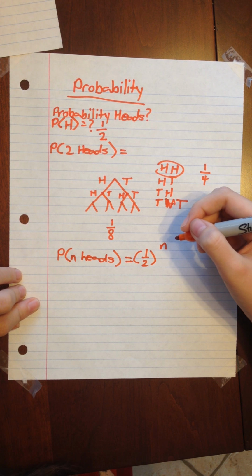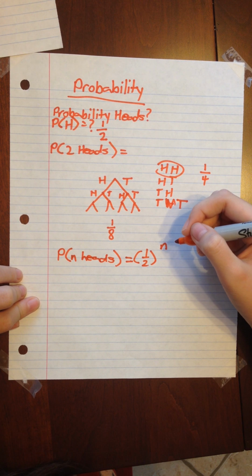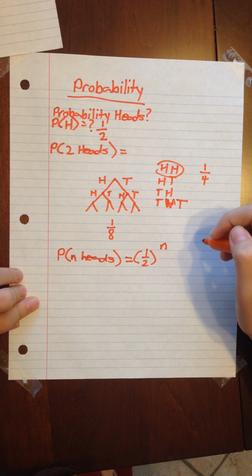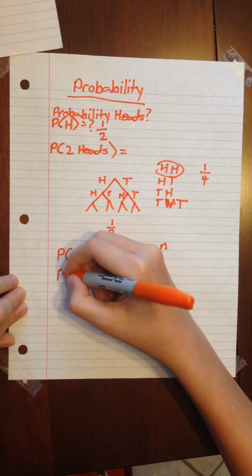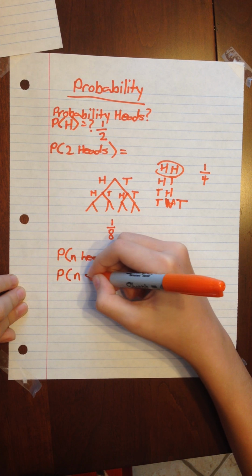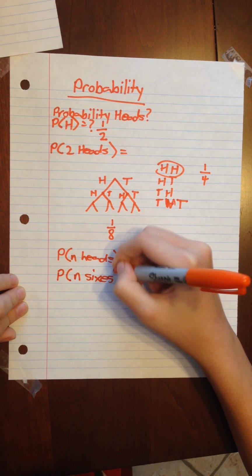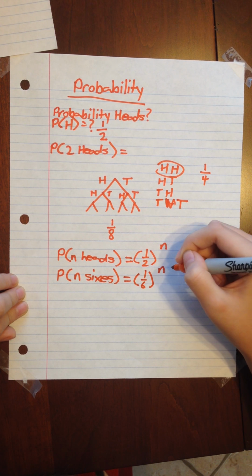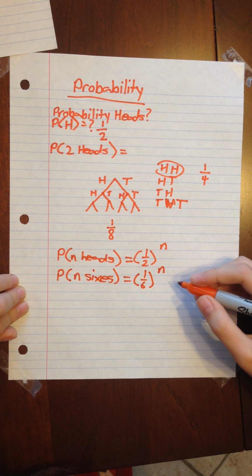Alright, that's pretty cool. A coin only has 2 sides though. Let's say we have a fair die with 6 sides. Now each level of our tree will split at 6 branches, and the probability that we roll, let's say, n sixes will be 1/6 to the n.